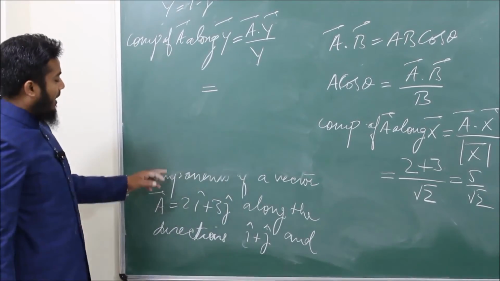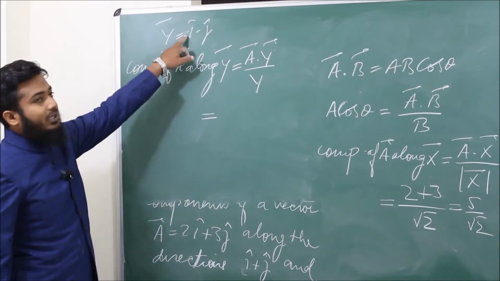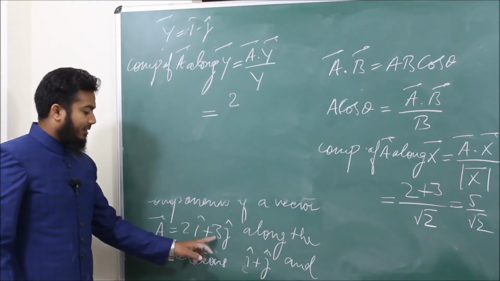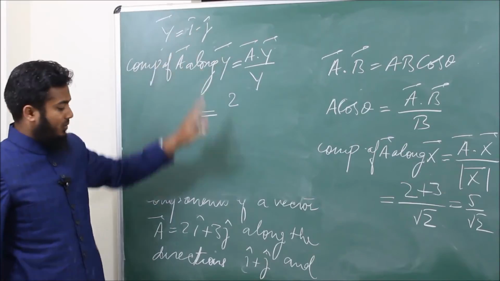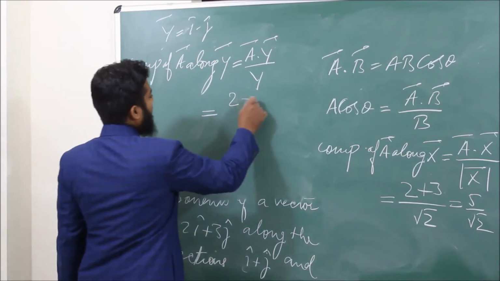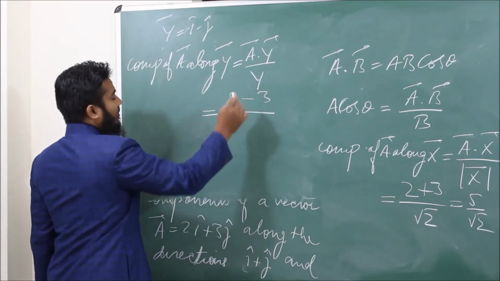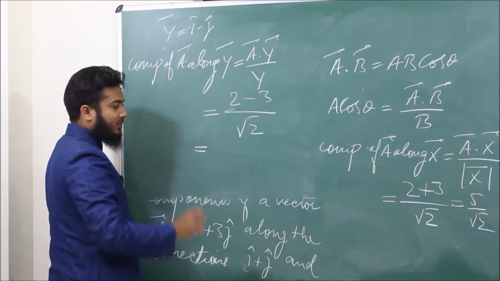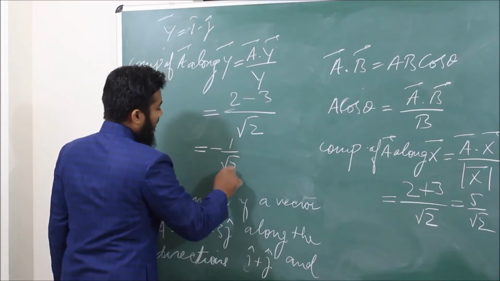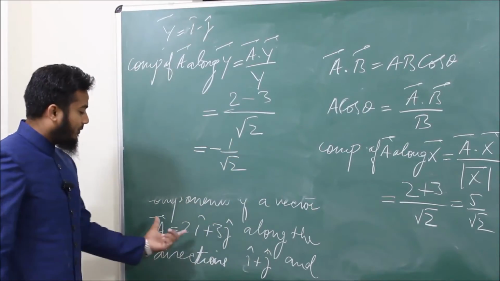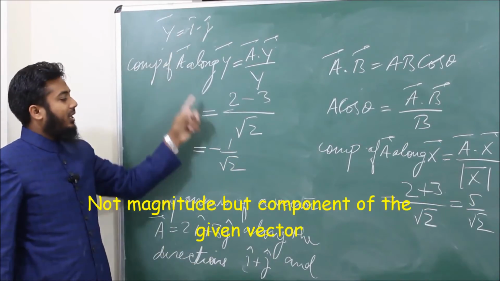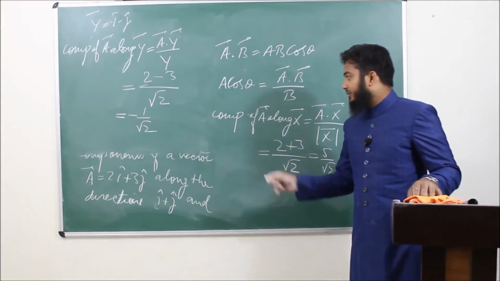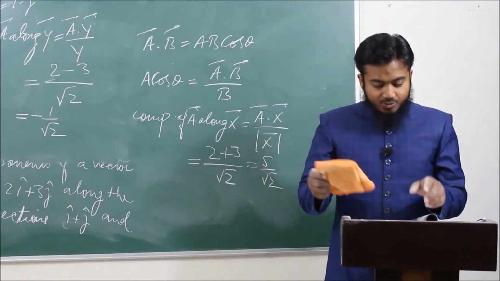So A dot y, this is 2 and here it is 1. So 2 into 1 is 2, and this is 3 and here it is minus 1. So 3 into minus 1 is minus 3, and we just calculated the magnitude of y is square root of 2. So 2 minus 3 is minus 1. So this is minus 1 upon root 2. So the magnitude of this vector along i minus j is minus 1 upon root 2. This was to be calculated. So these are the answers. Now let's move to the next question.